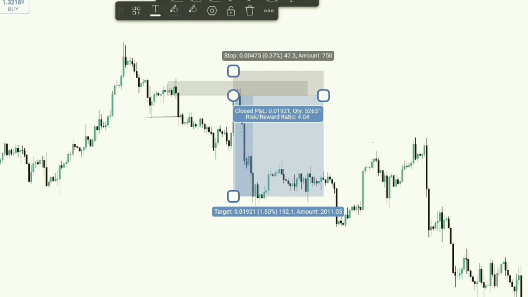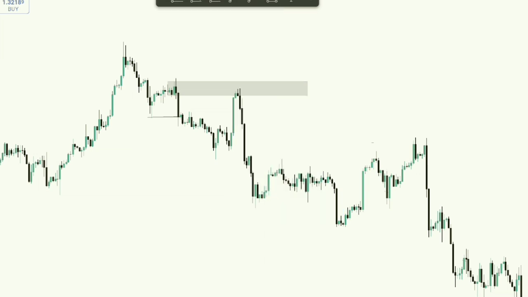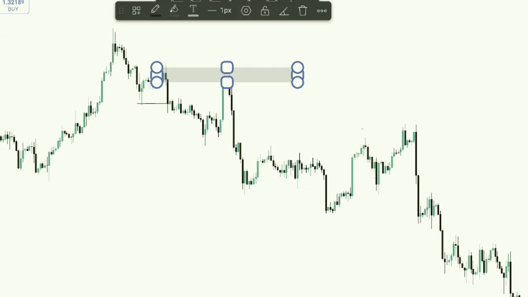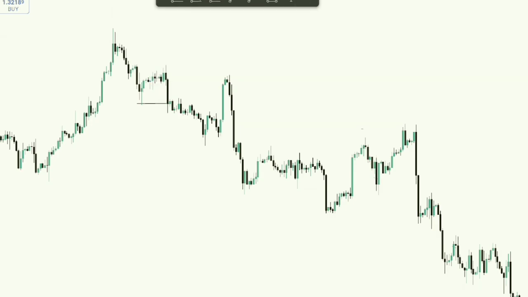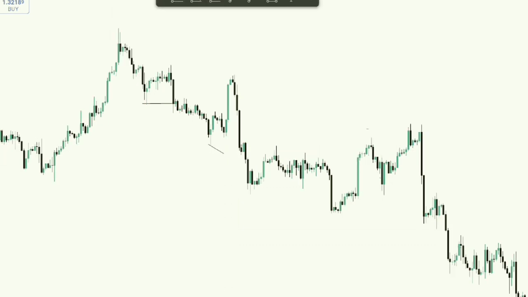So let me still show you another entry. Maybe you would have missed this entry, or maybe you have closed and taken your TP, so where would I still have found another entry? There is another break of structure here to the downside. This is another break of structure. Then after this break of structure, the market came down to form a lower low.